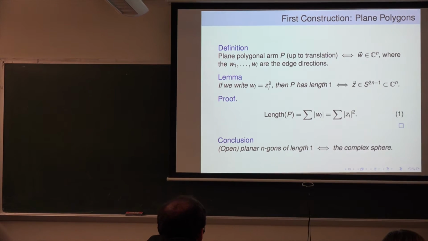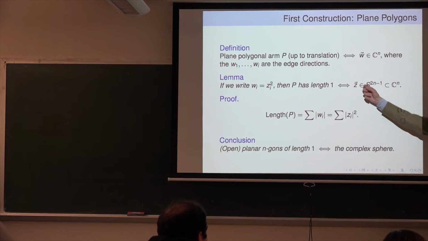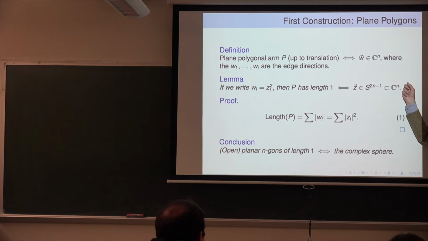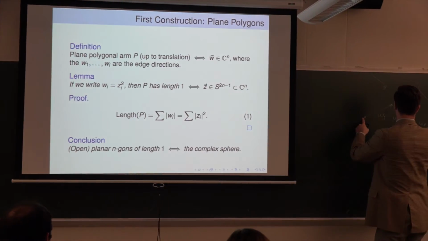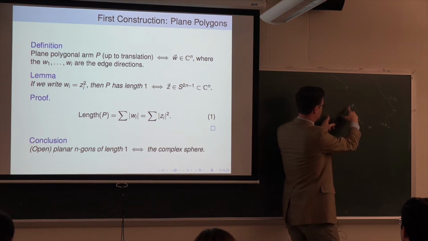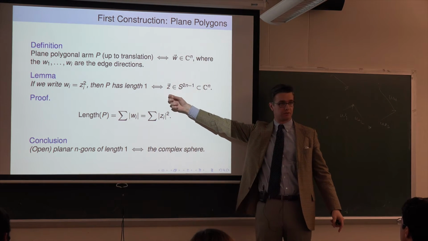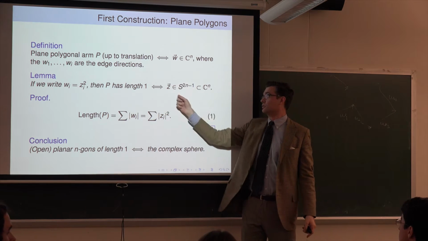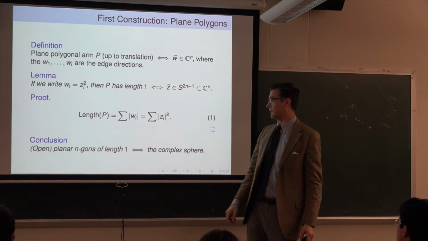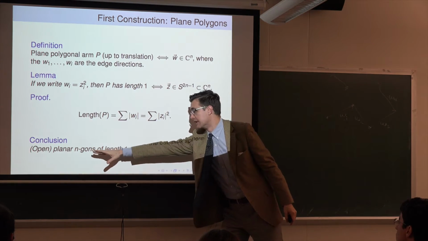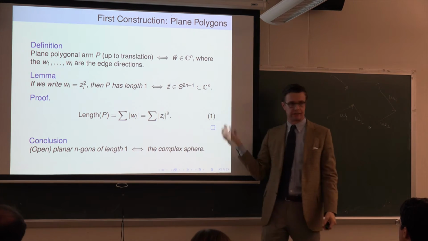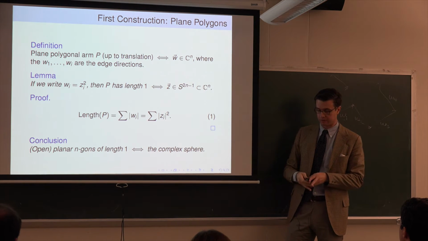If these are the squares of a bunch of complex numbers, that list of complex numbers is itself a vector in complex n space. And if the total length of this random walk, say, is equal to 1, then the norms of the squares of your complex numbers has to be 1. So you lie on the unit sphere in complex n space. So if you're interested in just random walks with fixed total length, you're really looking at the sphere in complex n space.